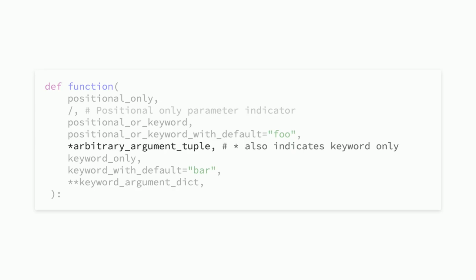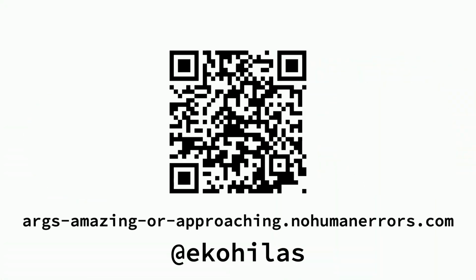Star captures an arbitrary number of positional arguments and also indicates that further parameters are keyword only, such as this keyword argument or this one with a default. And star can also be used alone as a special parameter to do the same. And finally, double star to handle those arbitrary keyword arguments. And so while we can argue that Python's function argument system is both confusing and amazing, at the least it's forever changing.